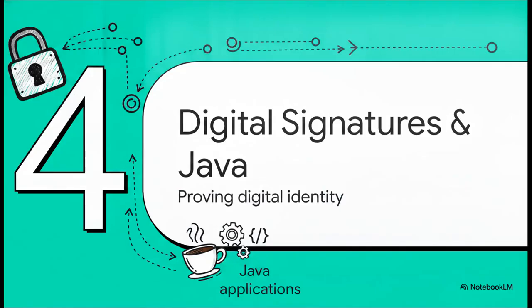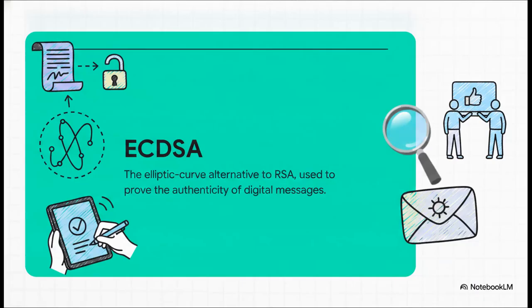All right, Section 4, digital signatures and Java. Because encrypting secrets is really only half the battle. We also need to actively prove who we are. For proving identity, we rely on ECDSA, the Elliptic Curve Digital Signature Algorithm. If ECDH is how we share a secret, ECDSA is how we sign our name in digital ink.